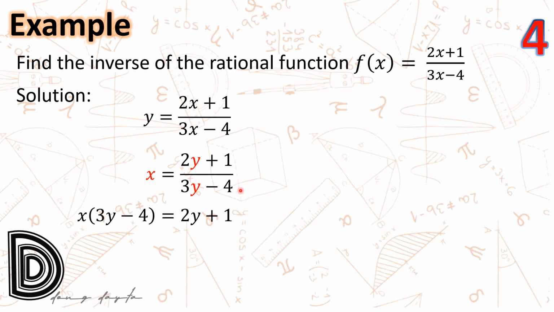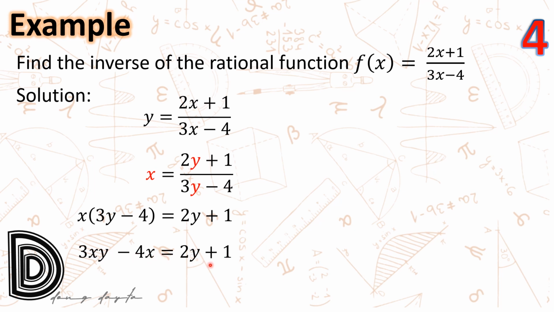So we have x times the quantity 3y minus 4 equals 2y plus 1. Next, our aim is to isolate y. So let us first distribute x on the left-hand side. That will be 3xy minus 4x equals 2y plus 1.